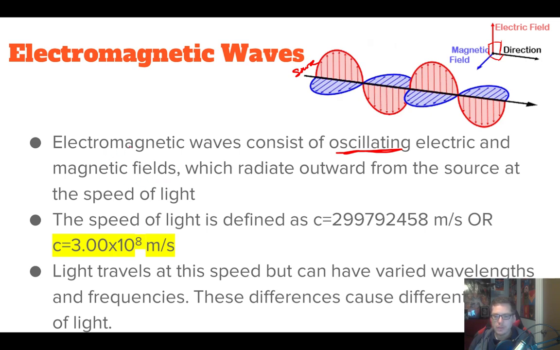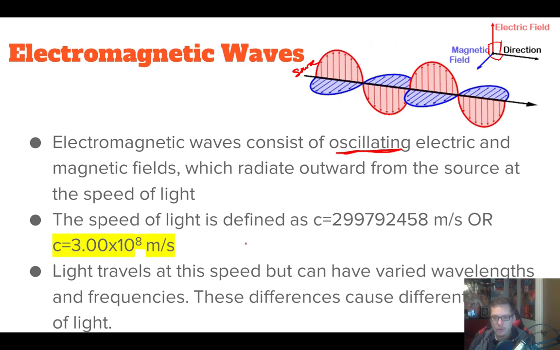Now, because they use electric and magnetic fields, their speed is defined. Their speed is finite. It has a specific value, and this is the value that's accepted currently. But in our class, we don't really ever need to use this many significant digits, so we'll just use this one here. Anytime you need the speed of light, it's always known as c, and it's 3.00 times 10 to the 8th meters per second.